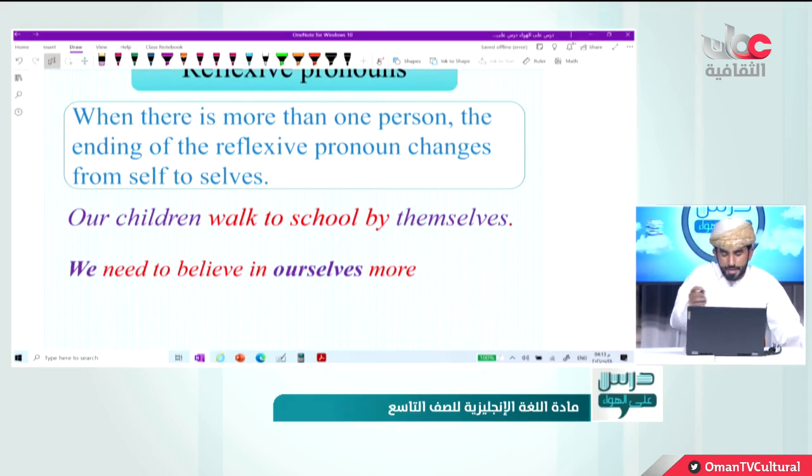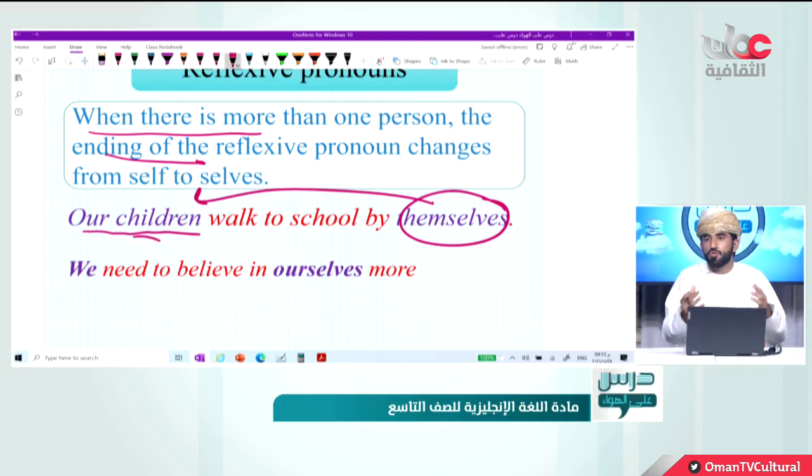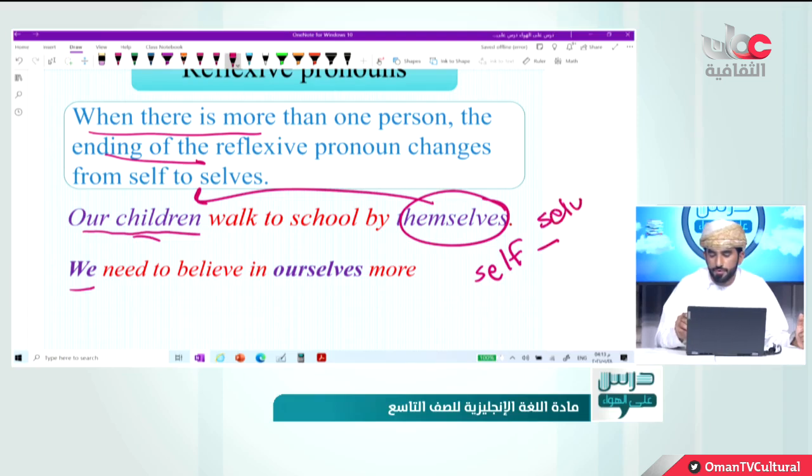Right. Again, children, for example, our children. In order not to get distracted, you can just read the rest later. Let's focus on the sentence. Our children walk to school by themselves. Look, themselves refers to what? Our children, because we're talking about a group of people, children, kids. Again, we shift the self into what? Selves. Correct. See the point? If we're talking about plural, then we have to change the F into V and then add ES.